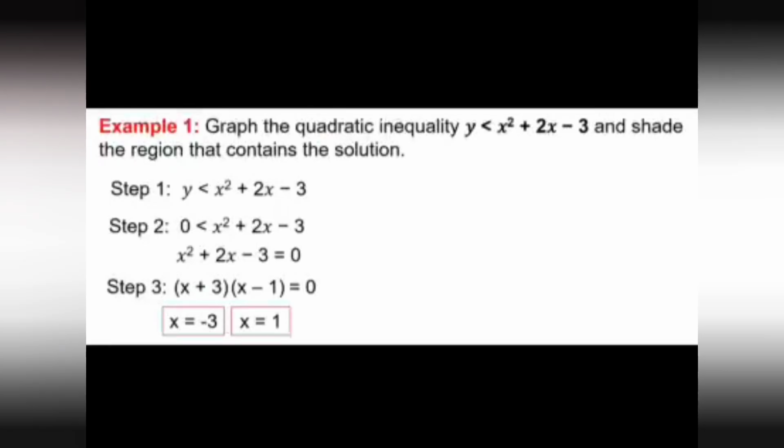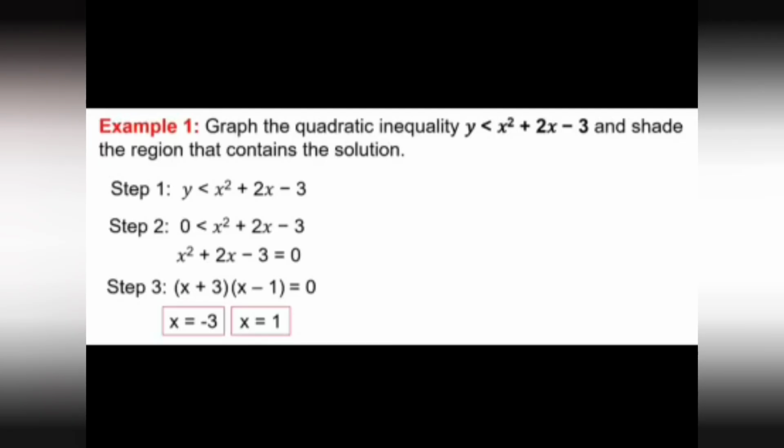We're going to solve quadratic inequality in two variables. I have here one example, which is y less than x squared plus 2x minus 3. So let's start with step number 1. Here we're going to change y into 0. So here 0 is less than x squared plus 2x minus 3. And next, we're going to change the inequality into the equation or equal sign, which is x squared plus 2x minus 3 equals 0.